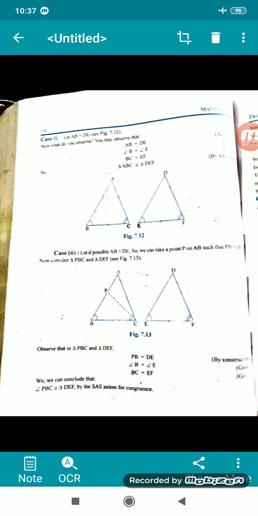Observe that in triangle PBC and triangle DEF, PB is equal to DE by construction, angle B is equal to angle E is given, BC is equal to EF also given. So we conclude that triangle PBC is congruent to triangle DEF by SAS.